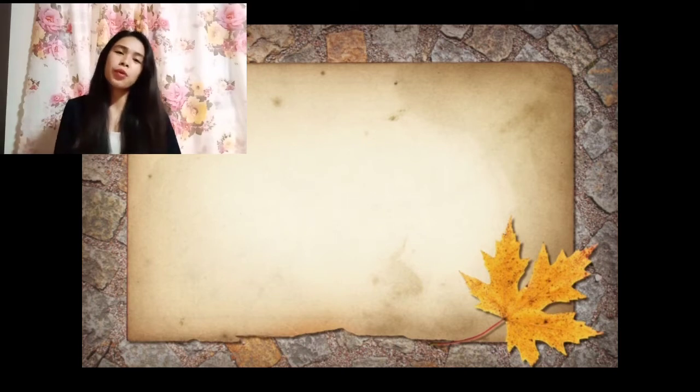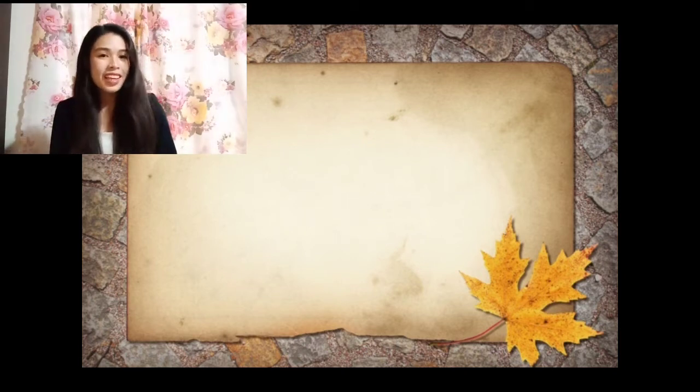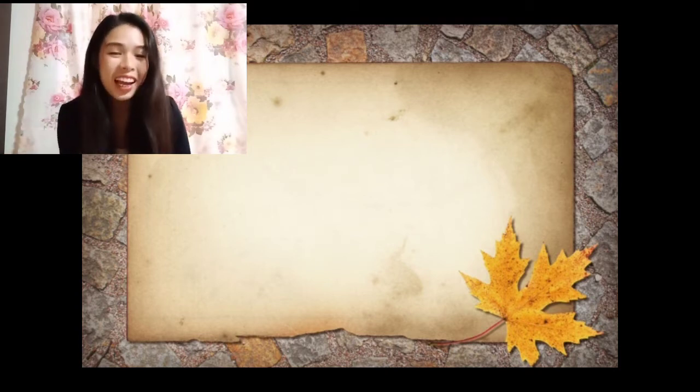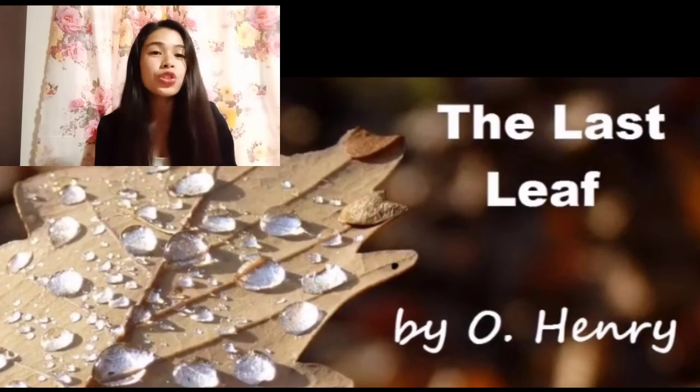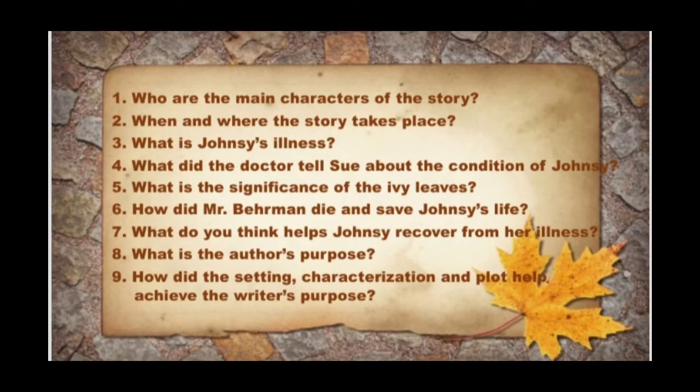Okay, class, can you still remember these elements in a story? Yes, Candice. You have the idea, Candice. They are the characters, plot, and the settings of a story. To learn more about these elements, let us further practice our evaluating and viewing skills. Let us watch the animated film The Last Leaf, which is based on a short story written by O. Henry. But before that, I want you to take note of these questions. These are the questions that we are going to answer after watching the animated film. So you better take note of the significant events in the story. Is that clear? Very good.